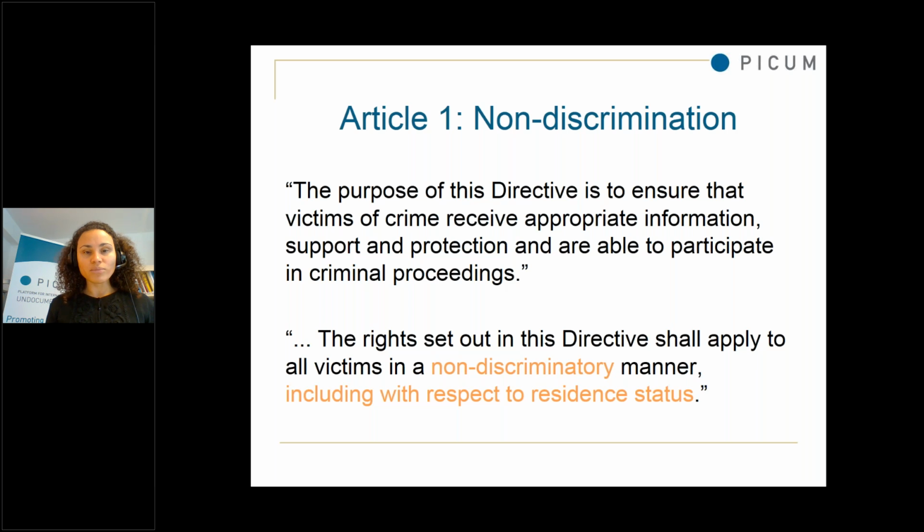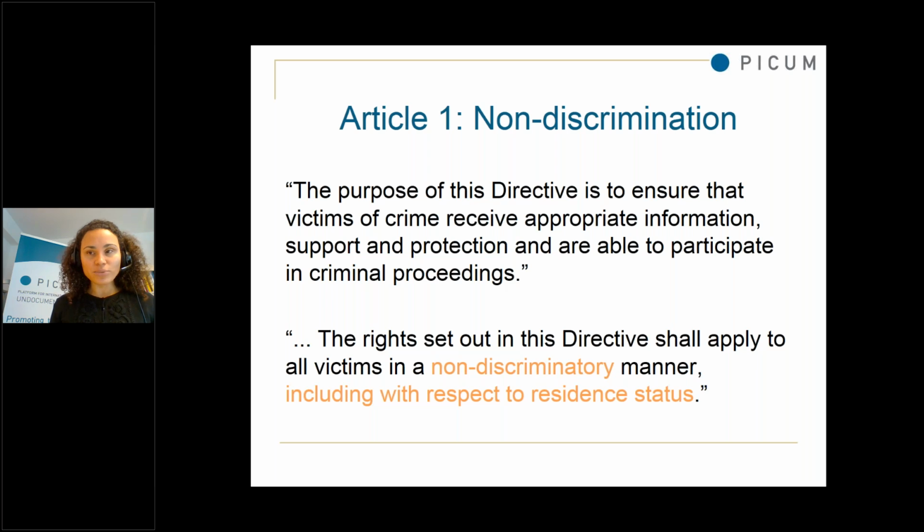As you know from your earlier training on this directive, the purpose of the Victims Directive, as set out in Article 1, is to ensure that victims of crime receive appropriate information, support, and protection, and are able to participate in criminal proceedings. Now, that article ends with the following sentence: "The rights set out in this directive shall apply to all victims in a non-discriminatory manner, including with respect to resident status."